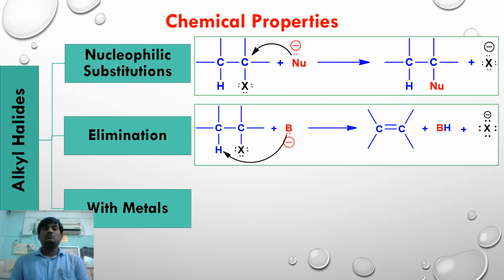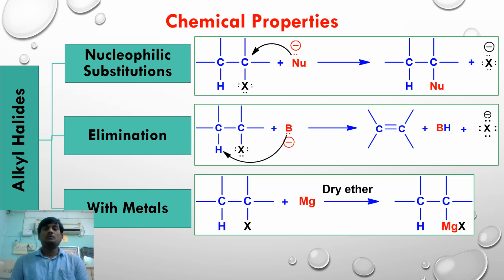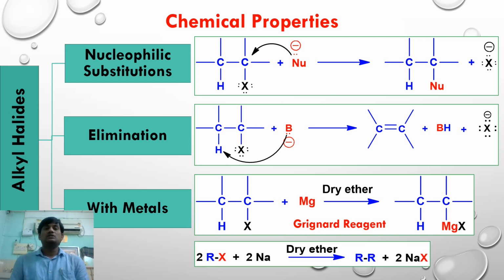And also they react with metals and form organometallic compounds. Here the alkyl halide reacts with magnesium in dry ether and forms alkyl magnesium halide. It is known as Grignard reagent. And also it reacts with sodium in dry ether and forms symmetric alkanes. It is known as Wurtz reaction. This is about chemical properties of alkyl halides.